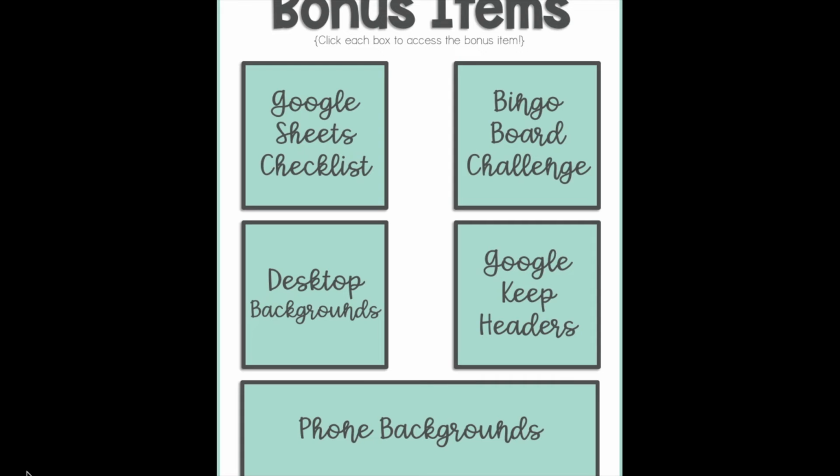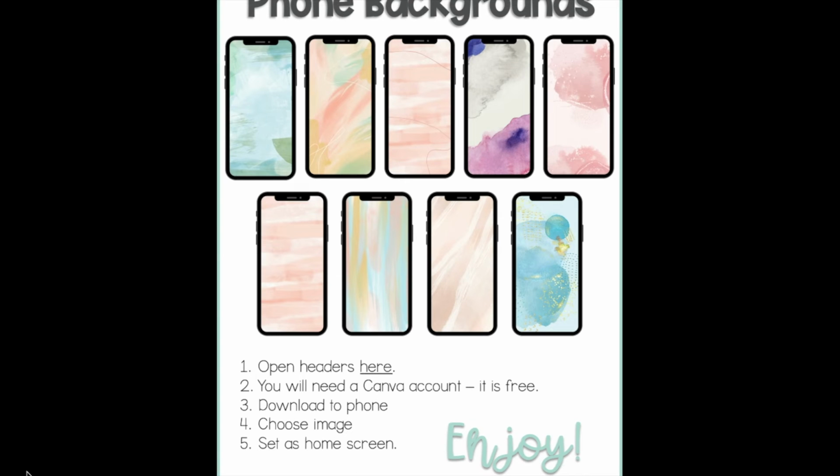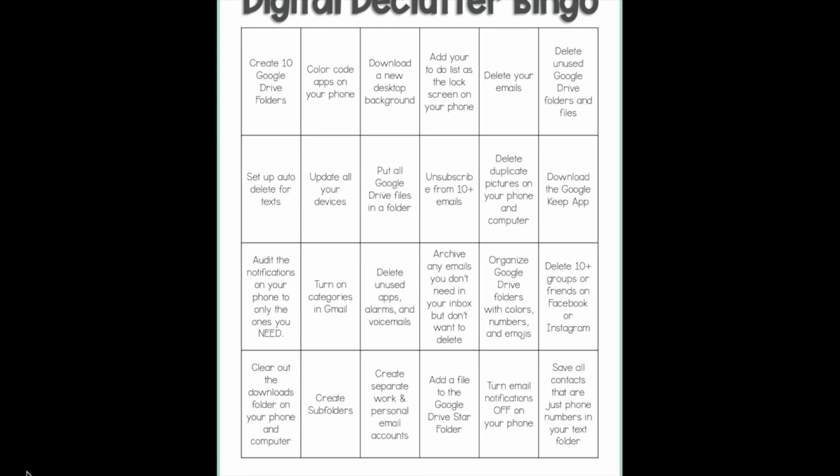I have a ton of bonus items to make all of this easier for you. The first is when we look at the Google Keep app, I've got headers ready-made for you with step-by-step instructions on how to download them, and if you want to change the colors or edit them, how to do that. I include 10 phone backgrounds that will look great with color coding your apps, which is one of the tasks. I include 5 desktop backgrounds for organizing your desktop, which is one of the tasks.